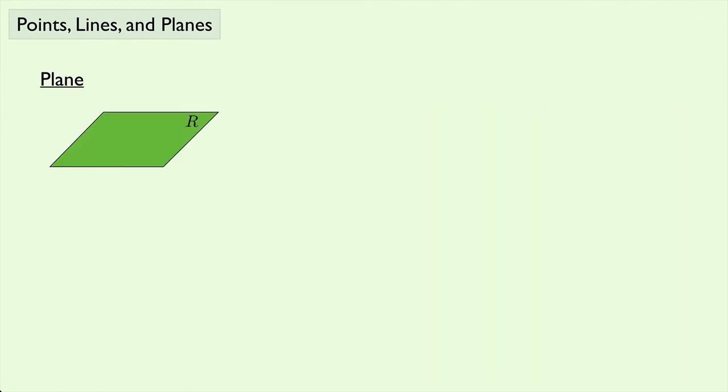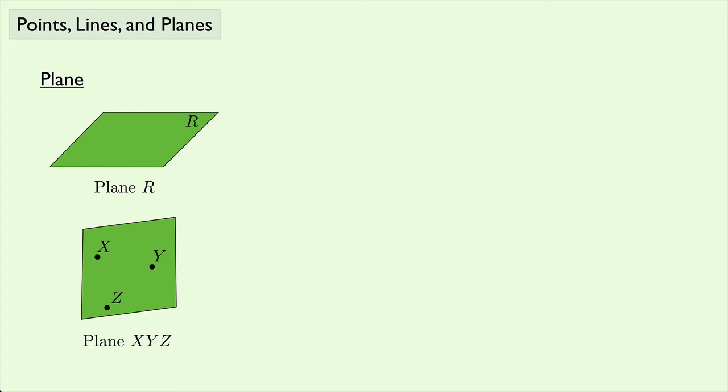What about planes? So here is a plane, and we'll call this plane R. And here's another plane which has 3 points, X, Y, and Z, shown here. And so I could name this as plane XYZ. Notice for a line, we needed a minimum of 2 points to name that line. For a plane, you need a minimum of 3 points.